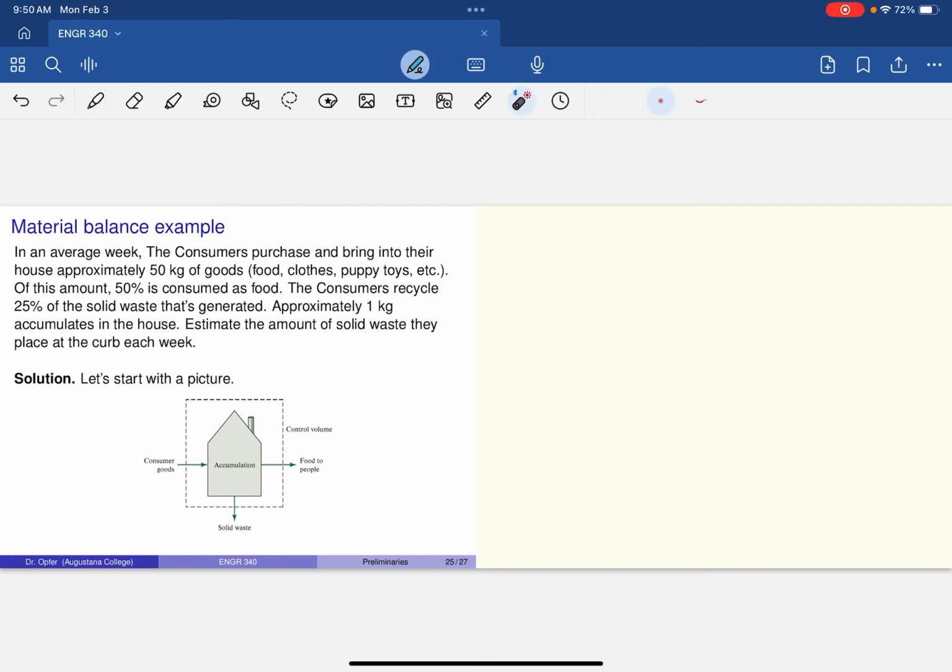Okay, for our material balance example, we're going to start off real conceptual. So we don't have to worry about too much math in this problem, but we're just focusing on what it means to do a material balance problem.